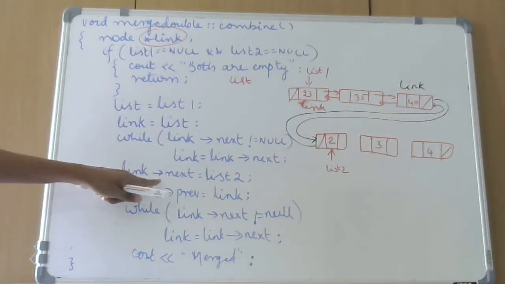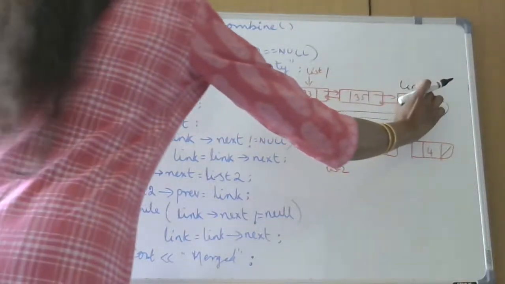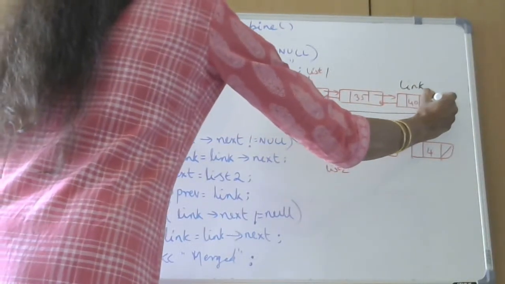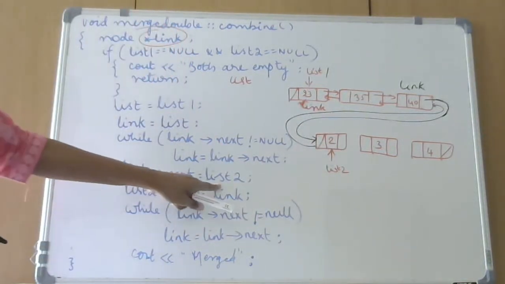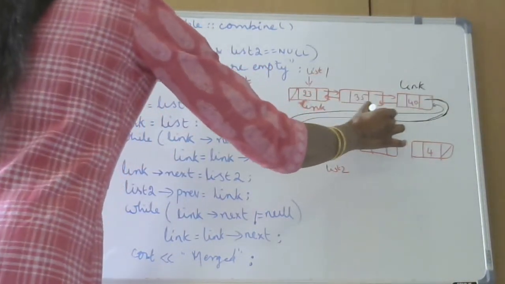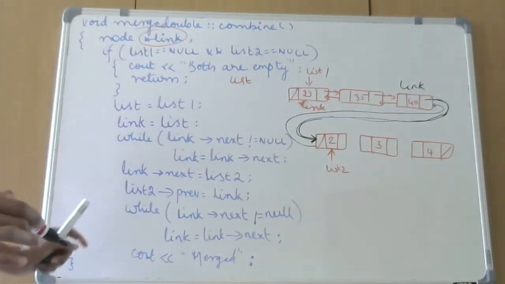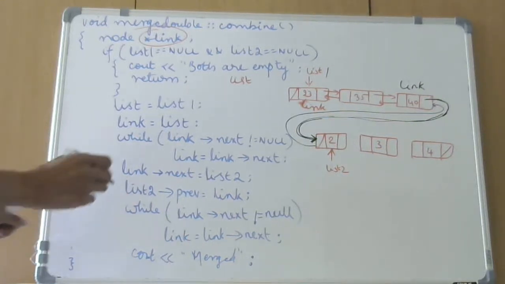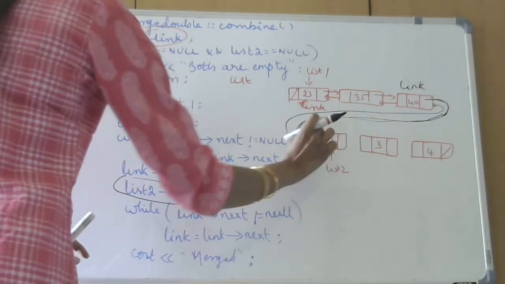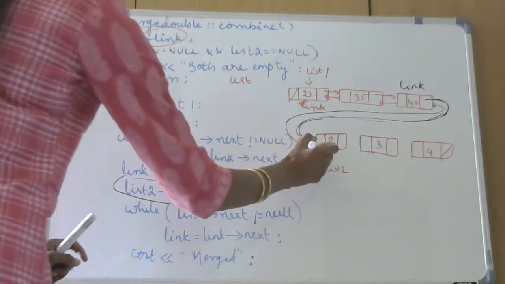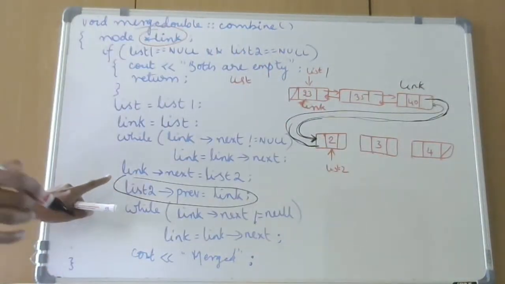Now, what should I do? Link of next is equal to list 2. That means this cannot be null anymore. Link of next is this pointer, and it should come to list 2. So that is what we have done. We have brought this pointer to list 2. List 2 of previous is equal to link. This previous cannot be null anymore. List 2 of previous means this one, correct? It should go to link.